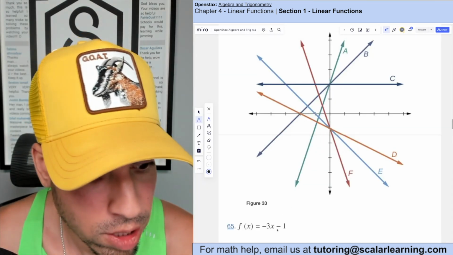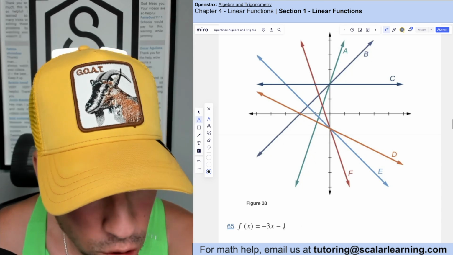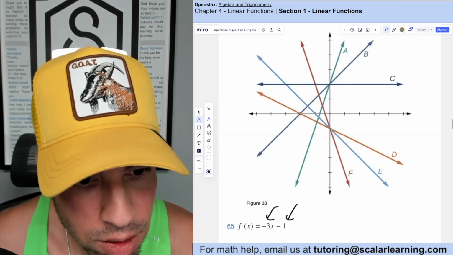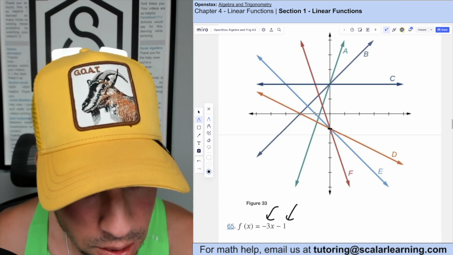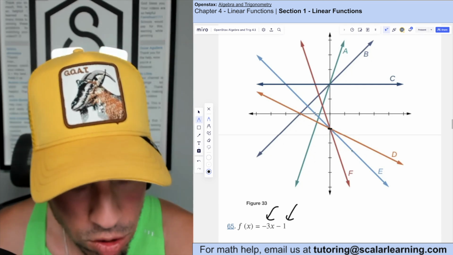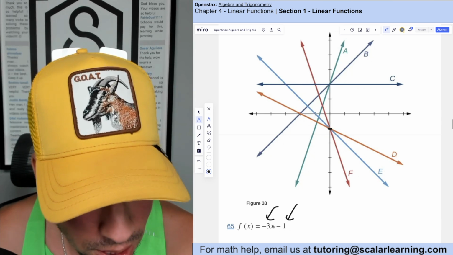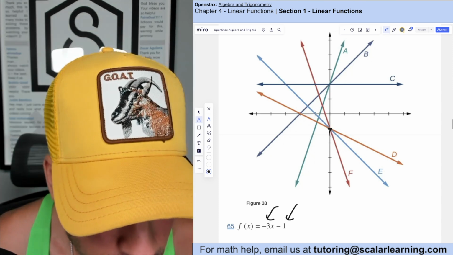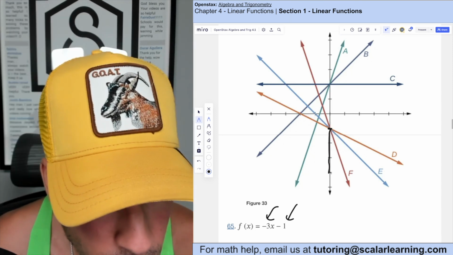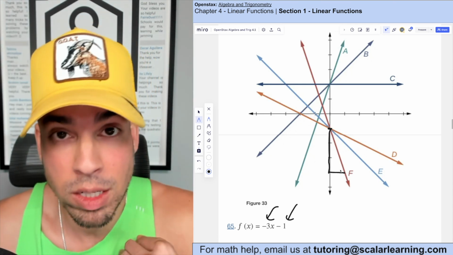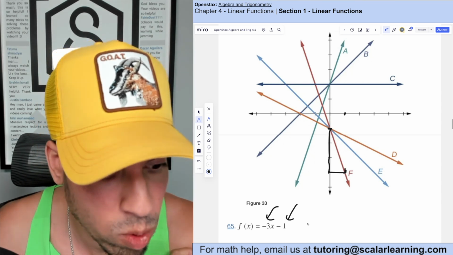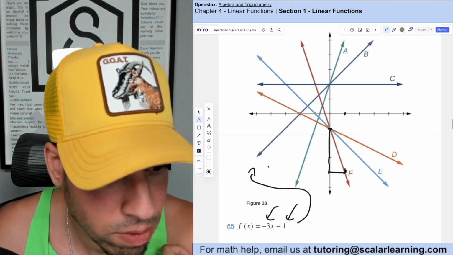Boom, done. So for this question, we're meant to identify which line matches up with f of x, which has a slope of negative 3 and a y-intercept of negative 1. So here's negative 1. So here's where I see 3 lines hitting negative 1. So it could be any of these 3. It's either D, E, or F. But then the question is, which one has a slope of negative 3, meaning going down by 3 and then going over by 1. That's negative 3 over 1, a slope of negative 3. Well, look at that. It's got to be F. You see, it's come over by 1. So the answer for 65 is F.